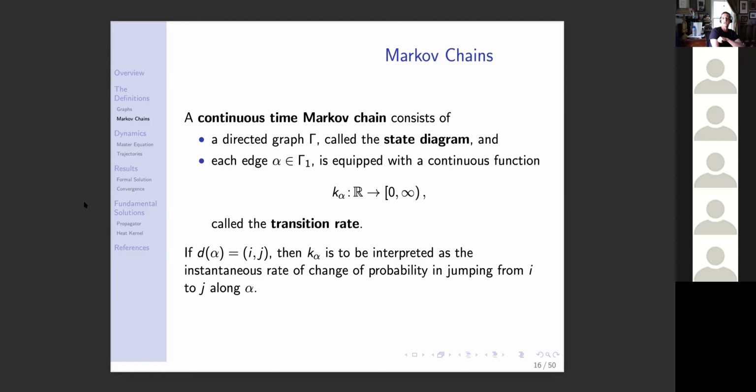Any questions about this? We're not saying what the probability is, we're saying what the instantaneous rate of change of the probability is. But it's just a function as of now. So that's all it is. Every edge is labeled with a function.